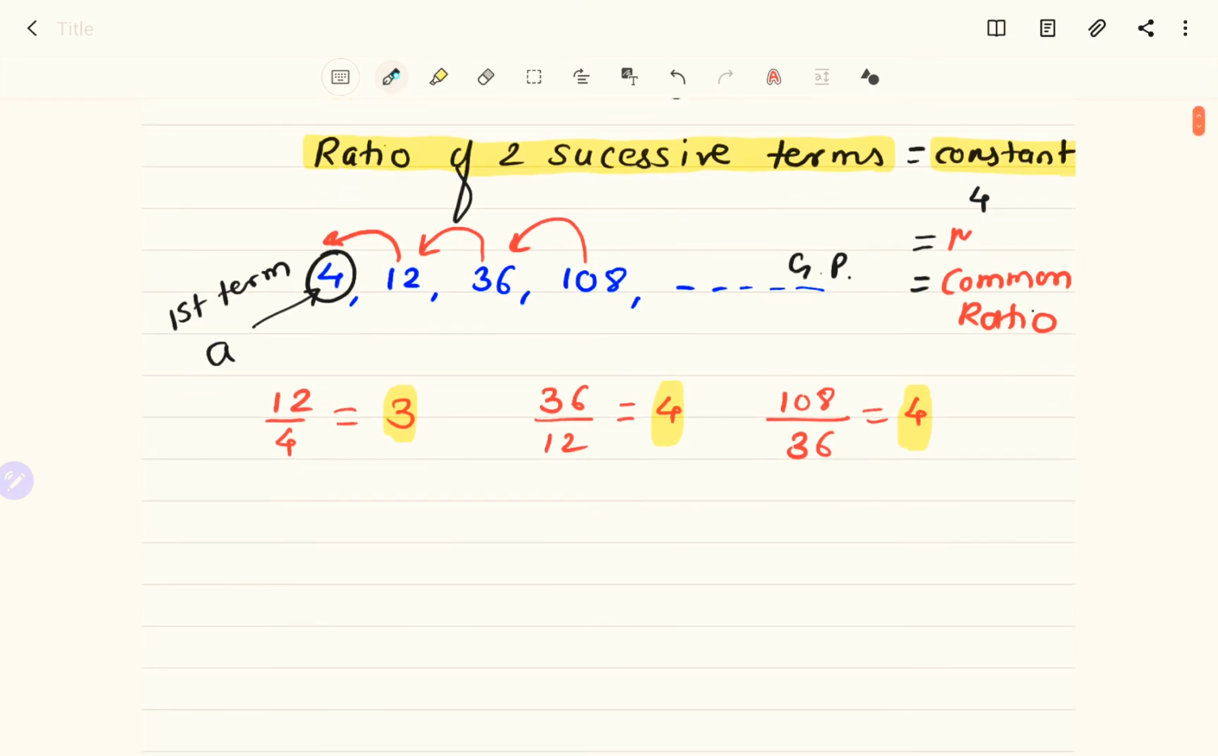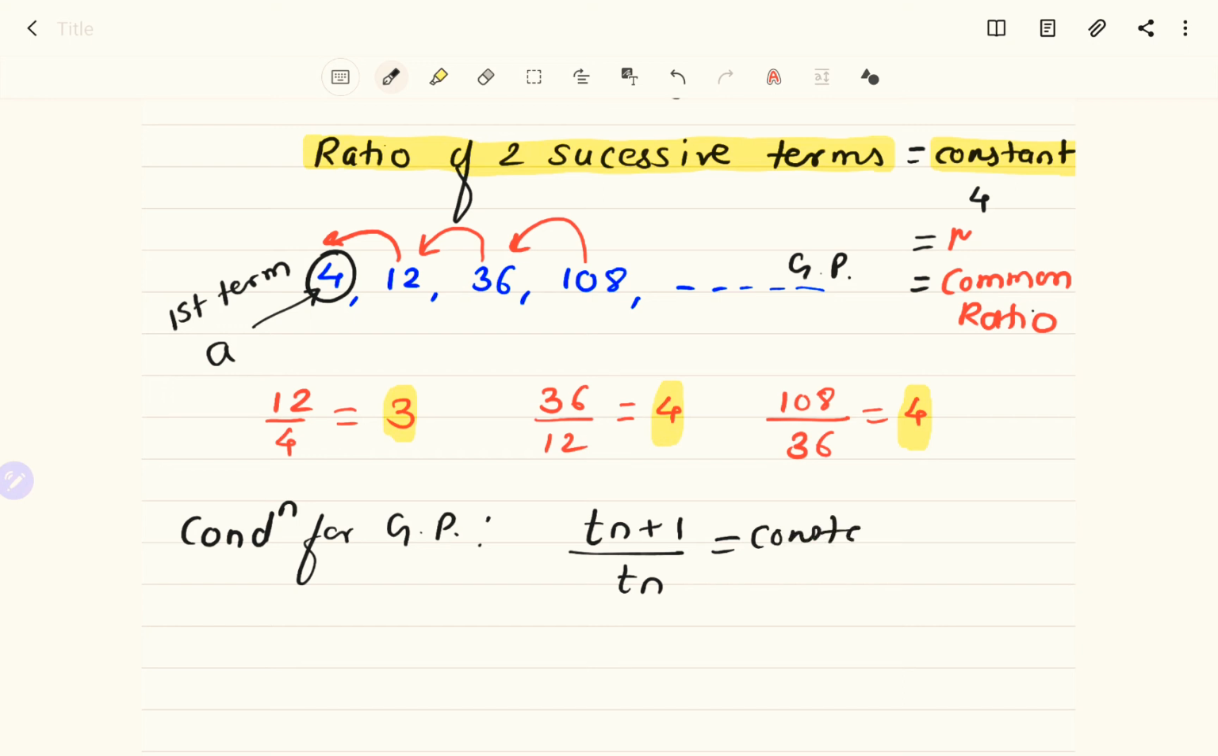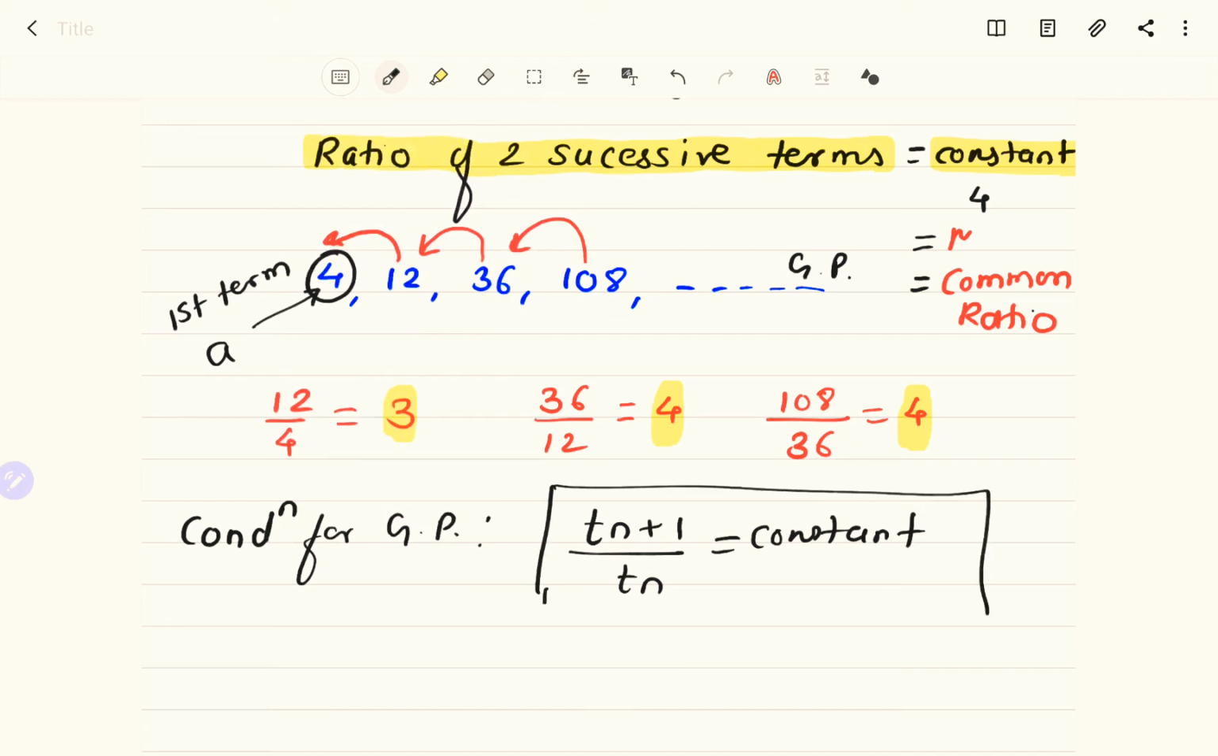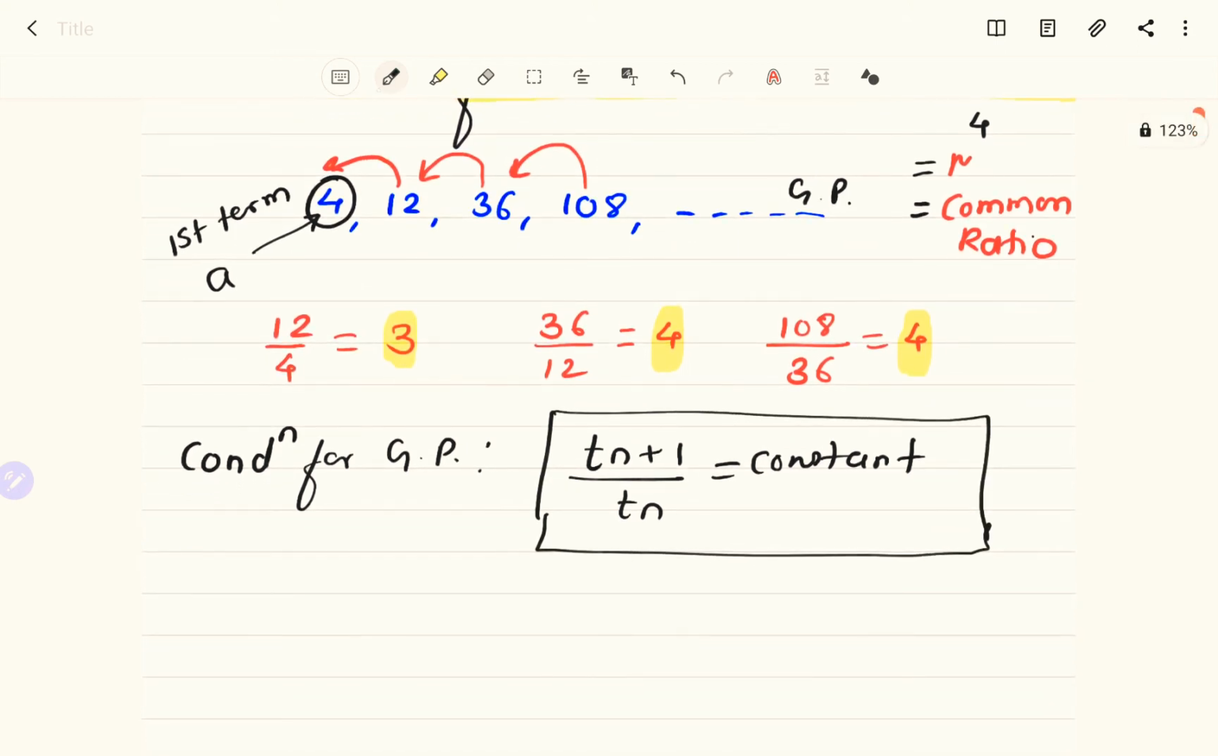Then, in general mathematical language, the condition for GP is T of n plus 1 upon Tn is always constant. This is the condition for any sequence in geometric progression. What is the meaning of this? Let's try to understand. If I assume 12 as Tn, then the next term will be T of n plus 1. If you take the ratio T of n plus 1 upon Tn, we are talking about 36 divided by 12, where 36 is T of n plus 1 and 12 is Tn, and the ratio in this case is 3.